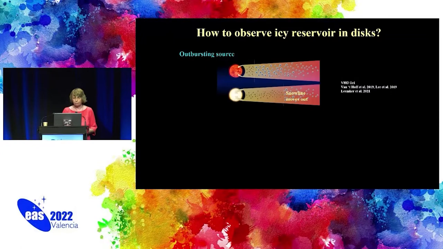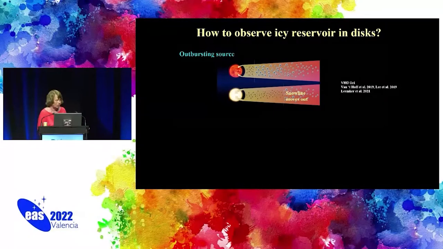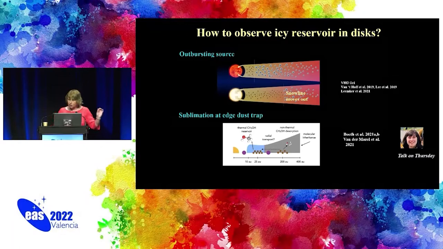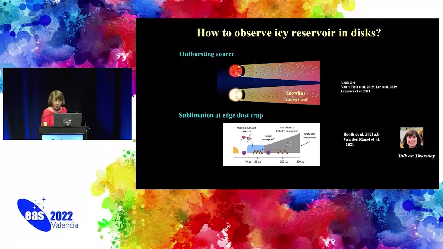So how do we then observe that icy reservoir in disks? Because that's obviously where a lot of things are happening. Well, you can be lucky and have an outbursting source. Then the snow line moves outward and the lines become a lot brighter. There's one source that we know where this is happening, and that has been a wonderful laboratory for studying the chemistry in disks. Another case is looking in more detail at the edges of the dust traps, where the dust gets somewhat warmer and the ices can sublimate back into the gas phase. And Alice Booth will give a nice talk about that on Thursday.